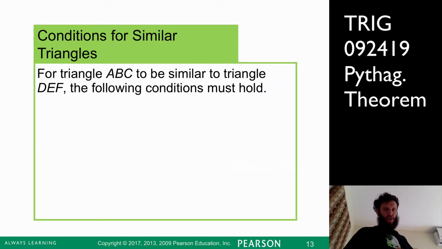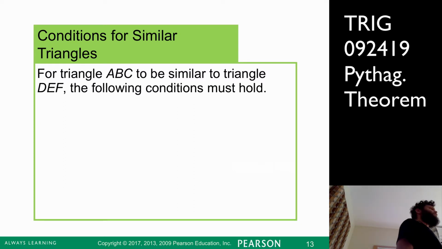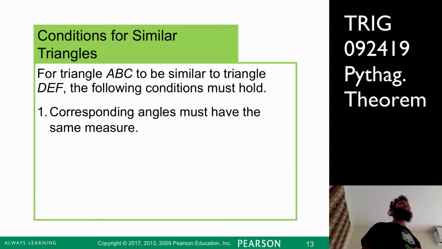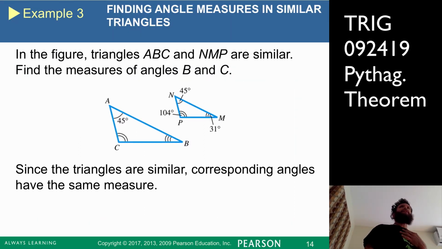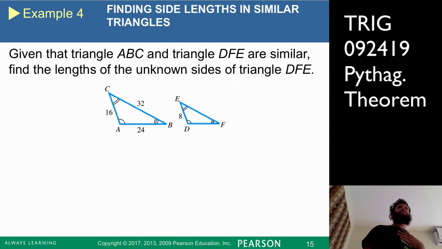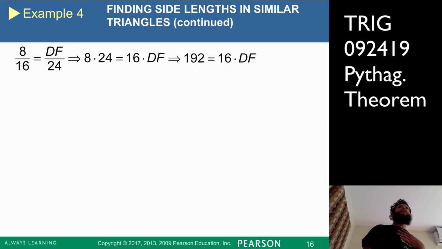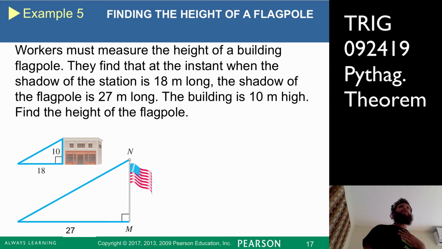All right. So similar triangles. For triangle ABC to be similar to triangle DEF, the following conditions must hold. What are those conditions before I flash them? We've already gone through this. Do I need to do it again? No. Okay. I don't think I need to go through any of this again. This is all stuff you've already seen.